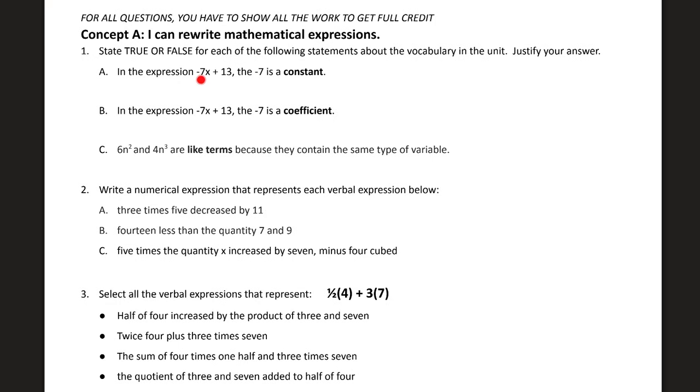So -7 is right here, and that is the number in front of a variable. But remember, a constant is a term that does not have a variable. So in that case, this is going to be false because the 13 is the constant.